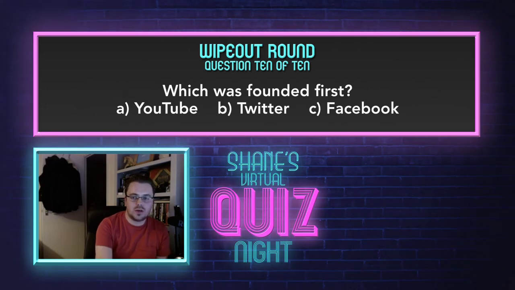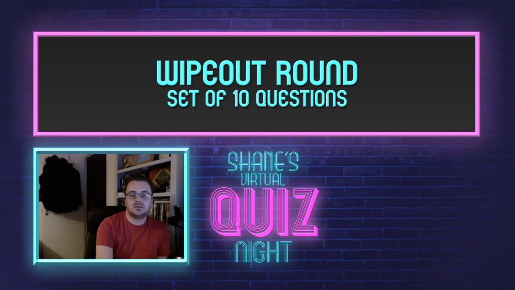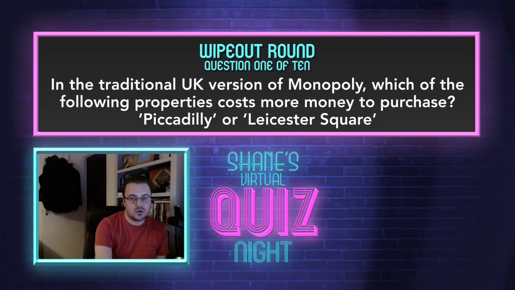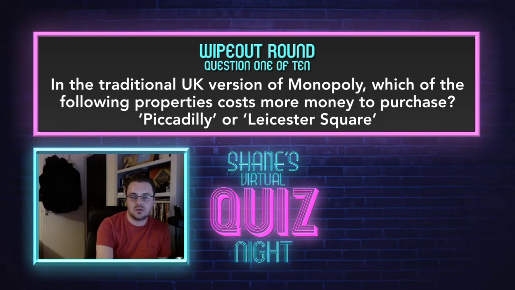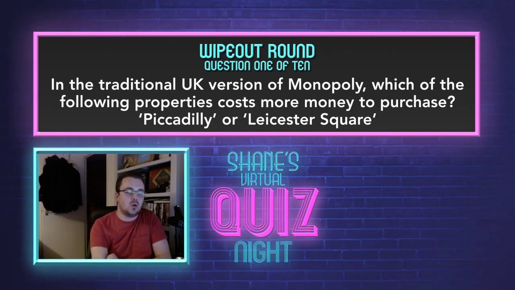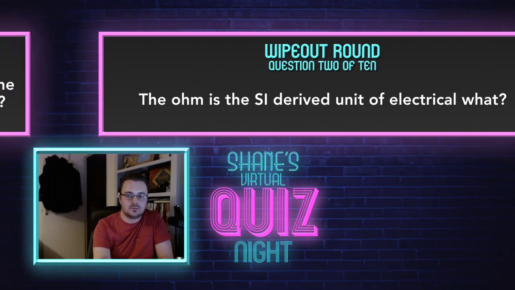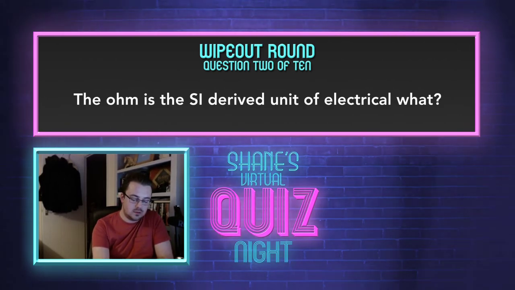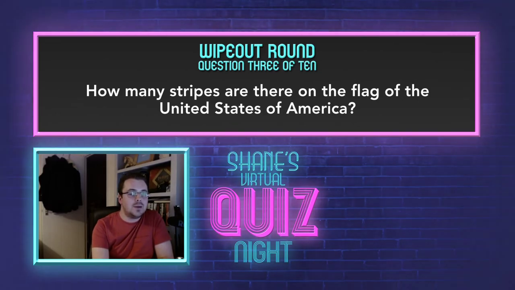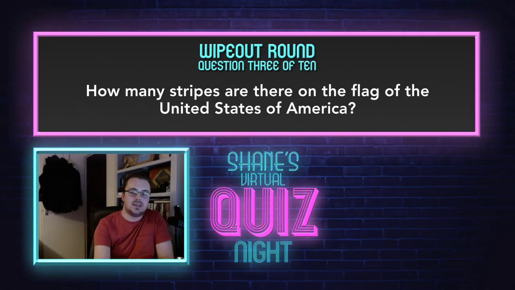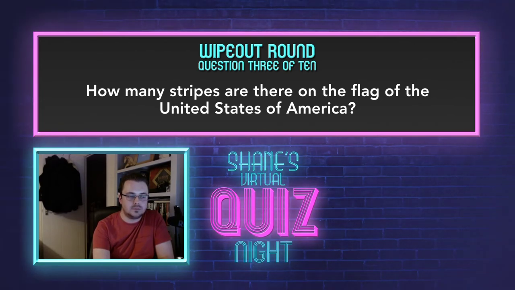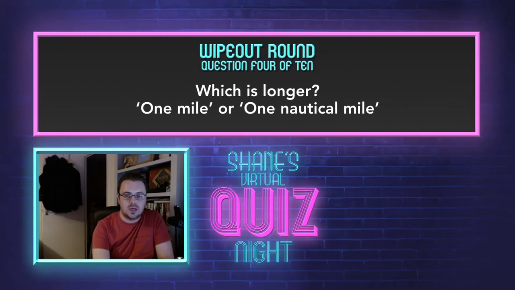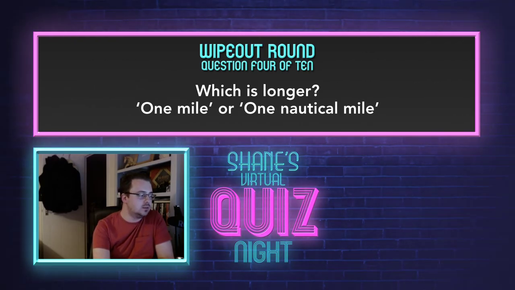And we'll have a quick flick through the questions one last time in case you missed any. The first one was, in the traditional UK version of Monopoly, which of the following properties costs more money to purchase? Piccadilly or Leicester Square? Second one was, the ohm is the SI-derived unit of electrical what? Question 3 was, how many stripes are there on the flag of the United States of America? Question 4 is, which is longer, 1 mile or 1 nautical mile?